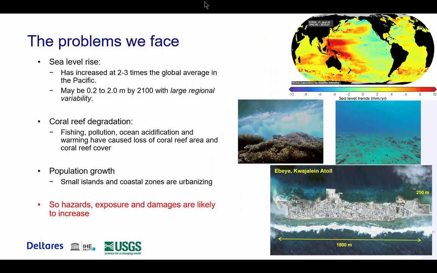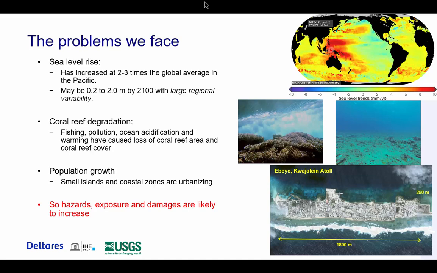Some of the problems that these low-lying areas are facing are sea level rise. And the sea level in the Western Pacific has already increased 2 or 3 times the global average, as you can see at this top plot in these dark colors. And the total sea level may rise by 20 centimeters to 2 meters by 2100, with large regional differences. And this is, of course, a big problem for these low-lying atolls and low-lying areas.